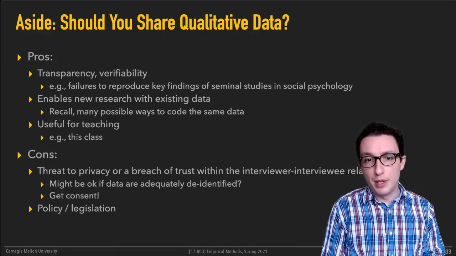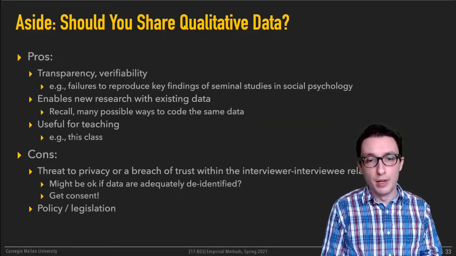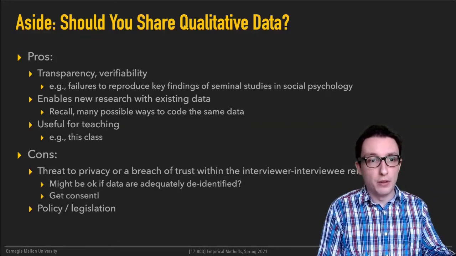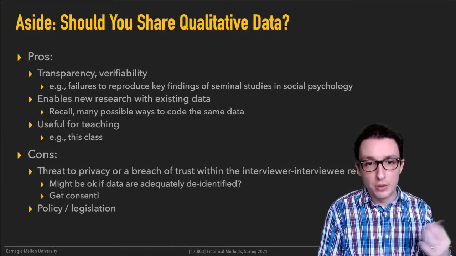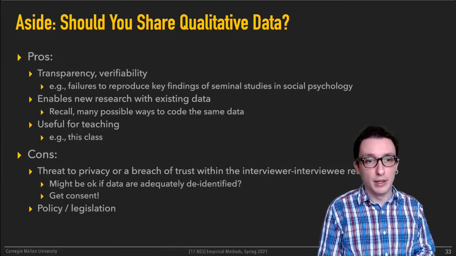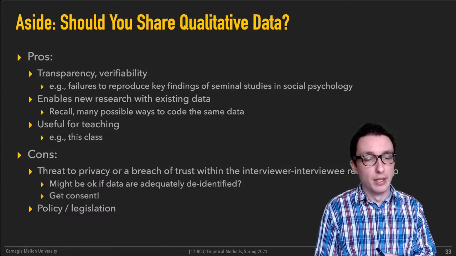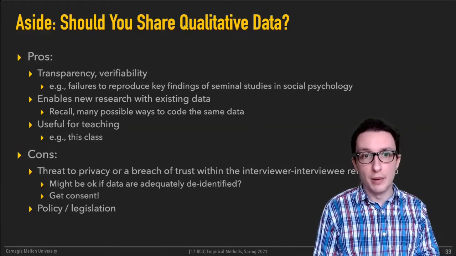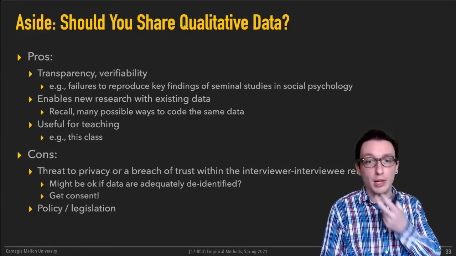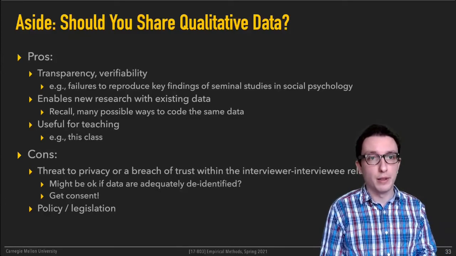You sort of have to be mindful of your relationship with the interviewees and institutional constraints like the IRB and privacy and so on, legislation in some cases, that might limit what you can and cannot share.